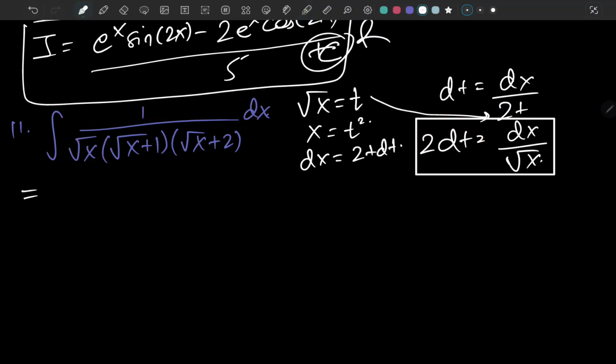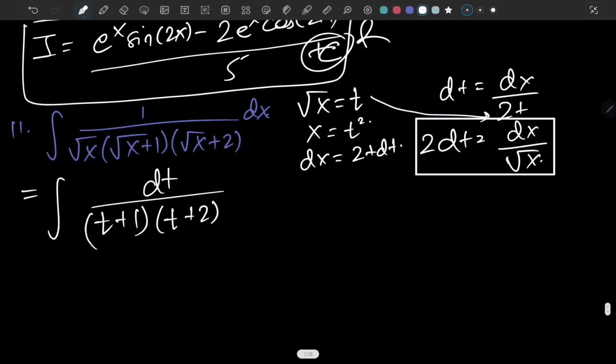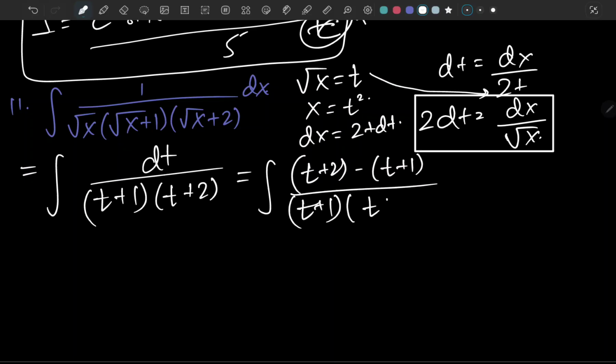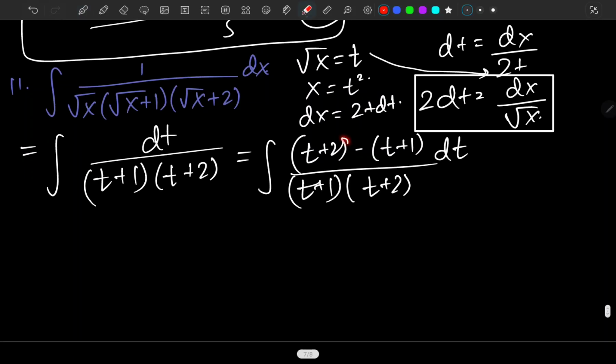That is what mathematics is all about here. Literally, it's love. dt over t plus 1 times t plus 2. And again, the same method that I introduced earlier applies: in this integral, take t plus 2 minus t plus 1. If you look closely, you are going to have the same result. If you just solve this thing, you're going to have 1.